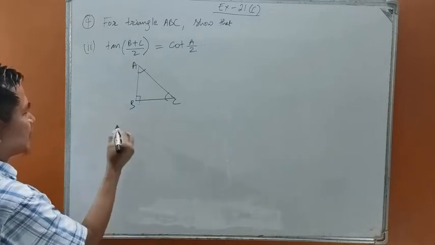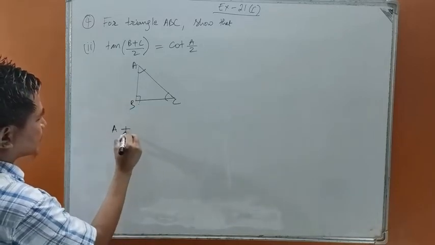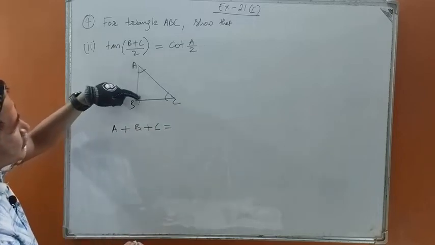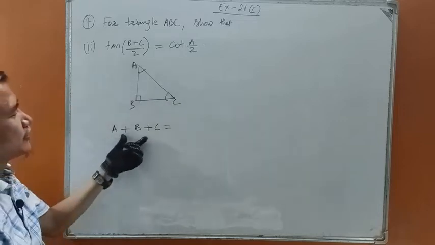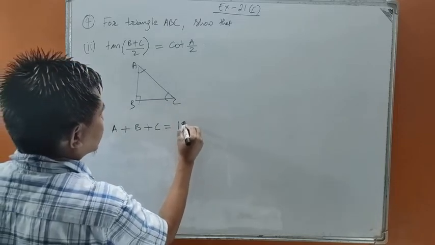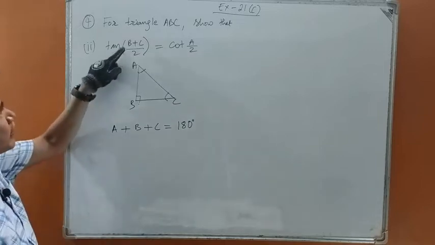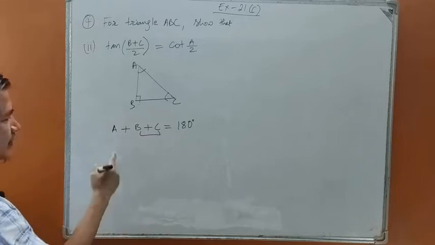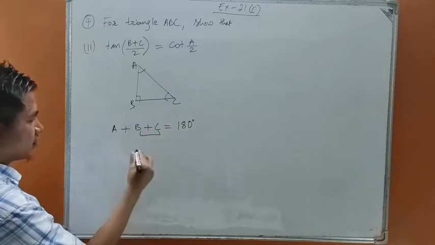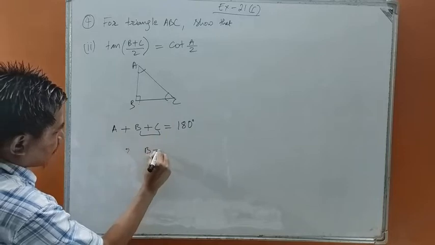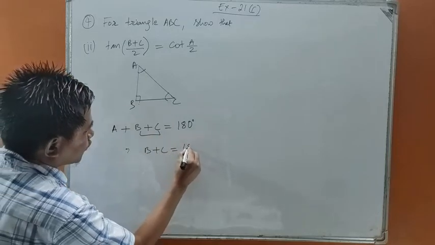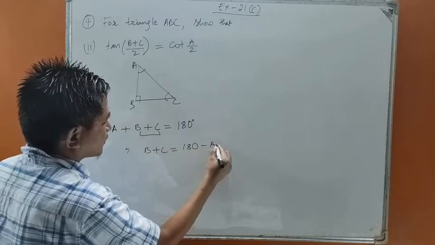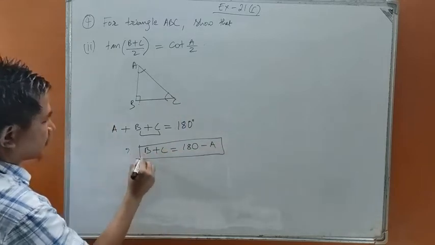So let's do the same thing here. Angle A plus angle B plus angle C. If you add all the three angles of a triangle, you get how much? 180 degree. So now we need B plus C, isn't it, in the left hand side? So let us keep this B plus C here and take this plus A to the right hand side, okay? So B plus C equals to 180 plus A, which when it goes to the right hand side becomes minus A, isn't it? So we are going to use this, okay?